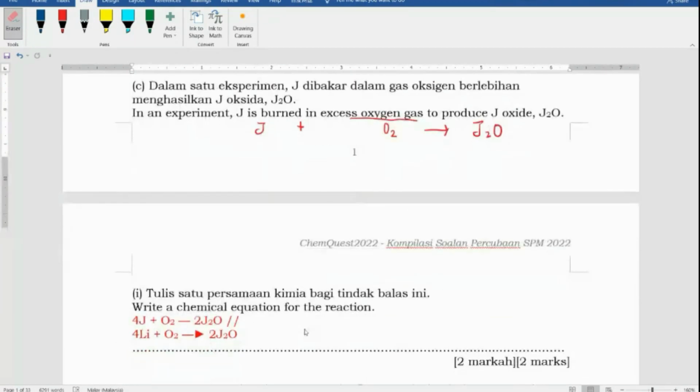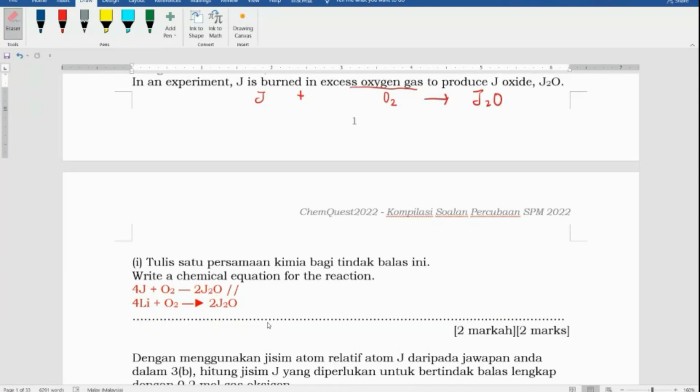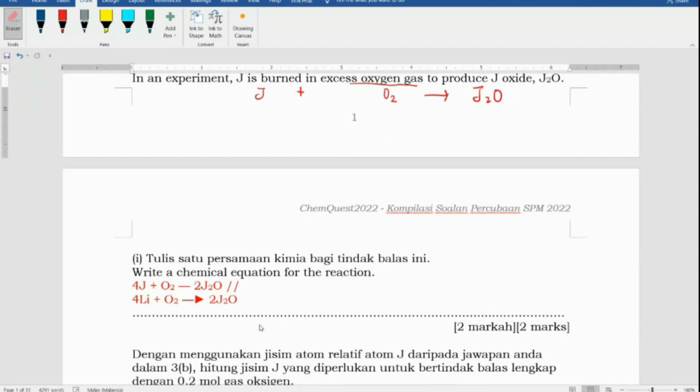Okay, check. 4J plus O2 produces 2J2O. Okay, semua betul kan? You can use the J or you can replace it with the real one, which is lithium. Okay, don't use sodium. It's lithium.